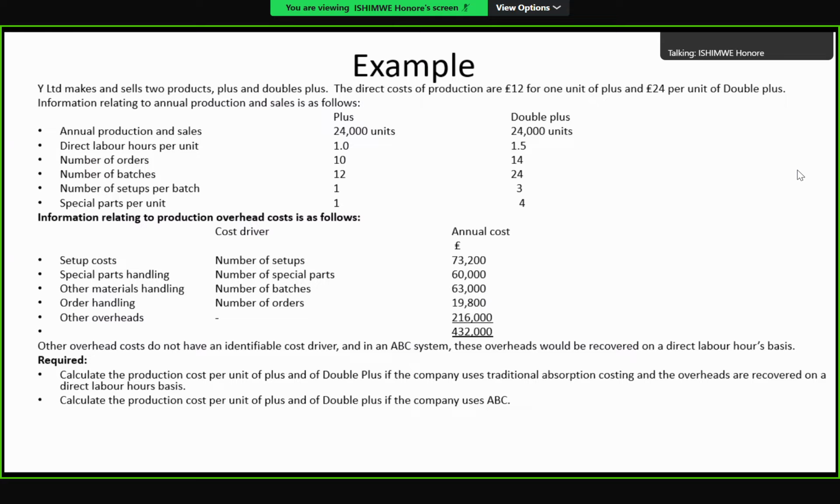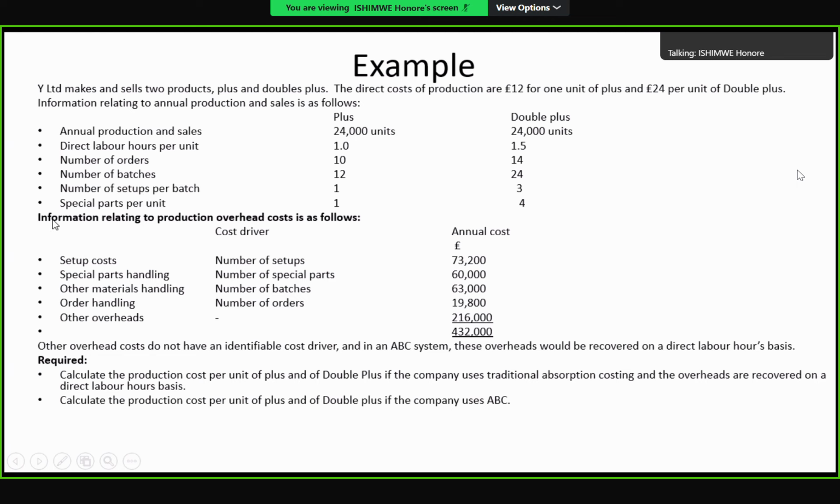Now let's work on this question. The question is saying, Y Limited makes and sells two products, plus and double plus. The direct cost of production is 12 for one unit of plus and 24 per one unit of double plus. Information relating to annual production and sales is as follows. We have plus and double plus. We have annual production and sales, the direct labor hours per unit, the number of orders, number of batches, number of setups per batch, and special parts per unit.